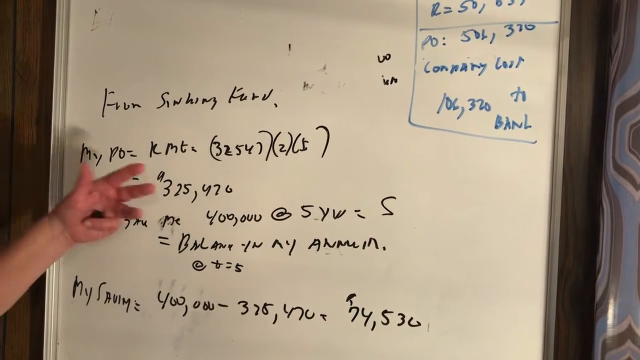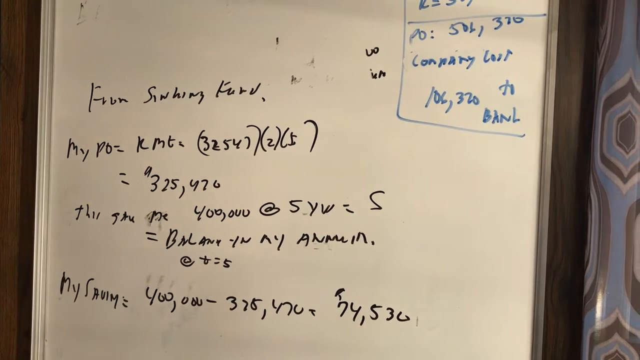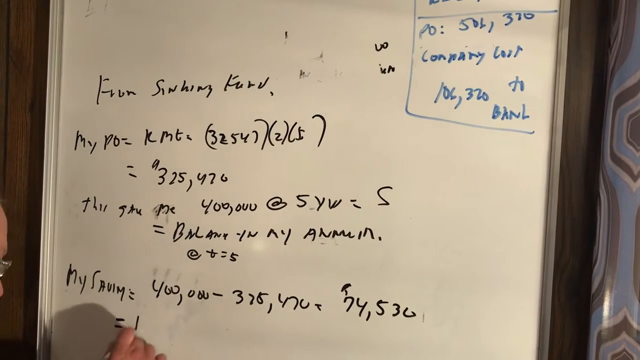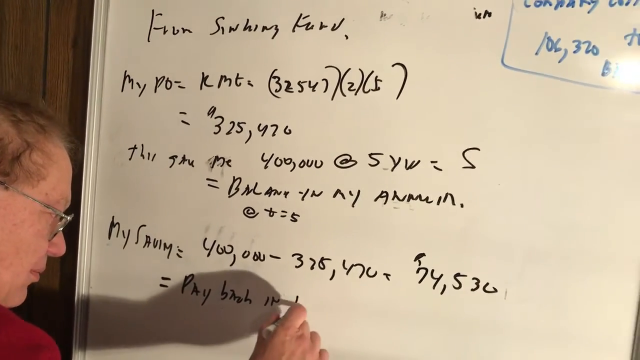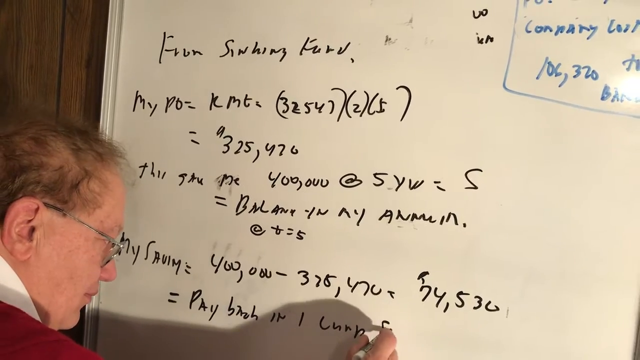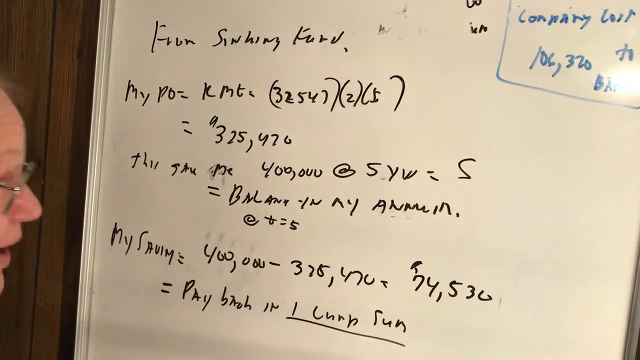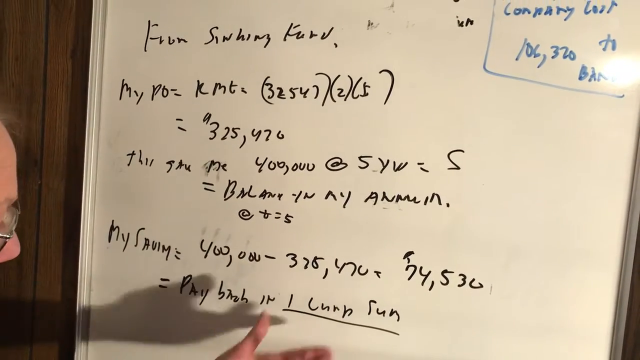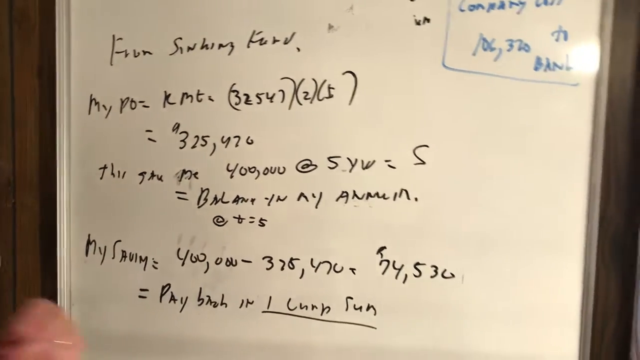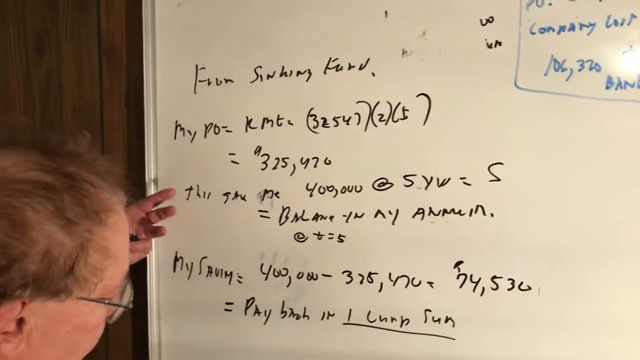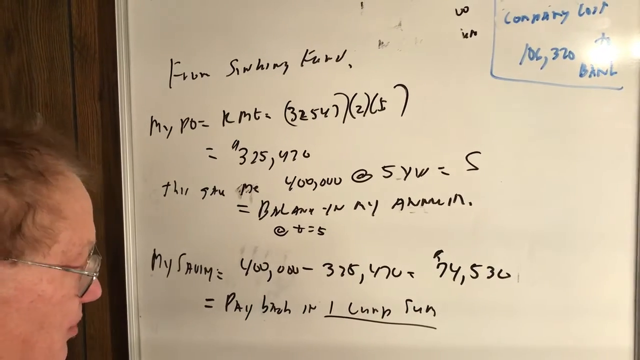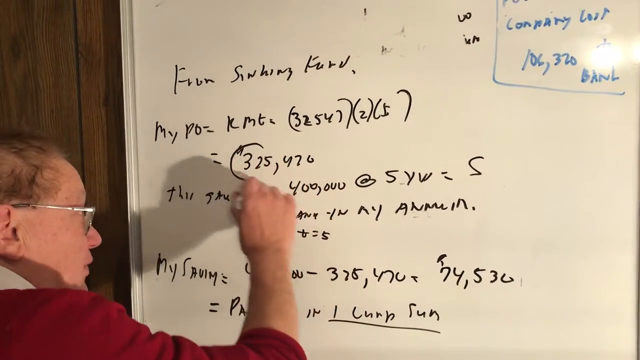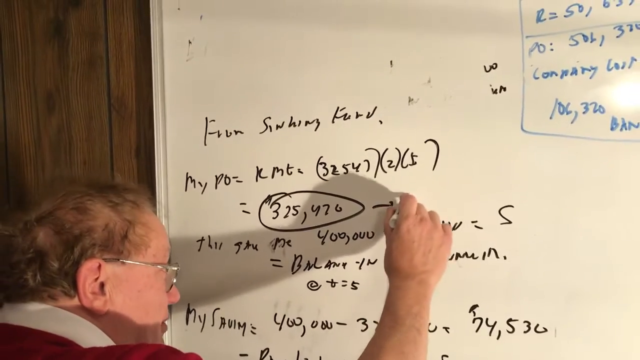So I used the sinking fund to pay the bank in one lump sum. So I pay back the bank in one lump sum. There I paid back the bank periodically, and the bank got the money. This money actually came to me, but then at the end I had a balance of 400,000, which went to the bank. But it only cost me 325,470. That was my cost.